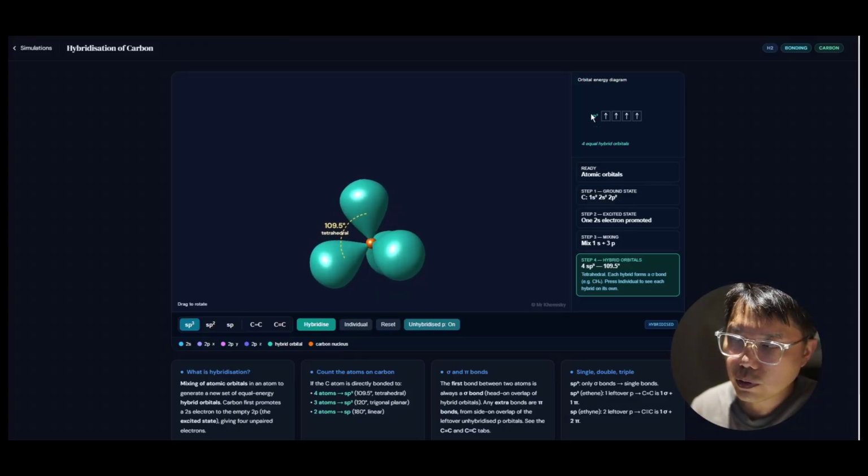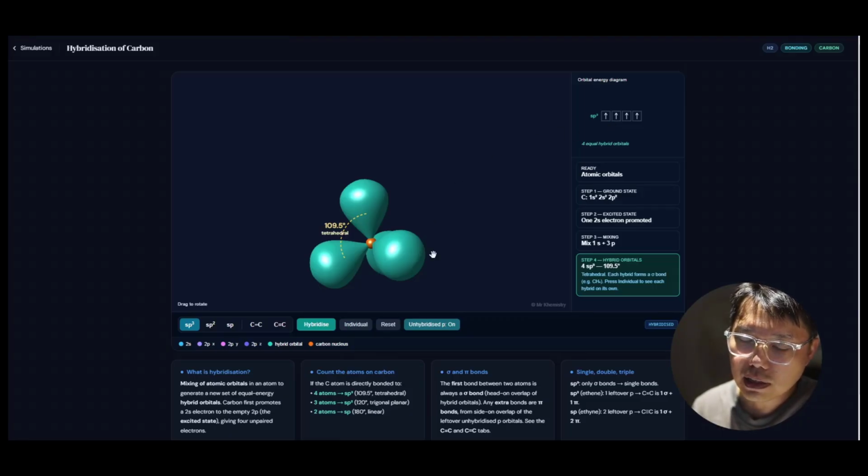Now if you look at the energy level, all 4 of the hybrid orbitals have the same energy level. Thus, when you overlap with the s orbitals from hydrogen, you will get the same bond strength. So this solves the dilemma of having different bond strengths when bonded to the same type of atom.